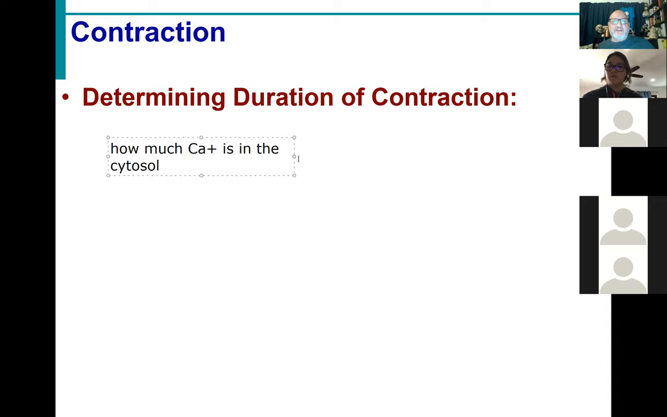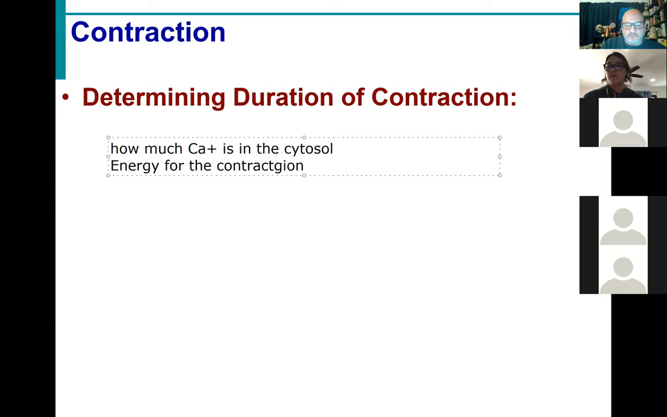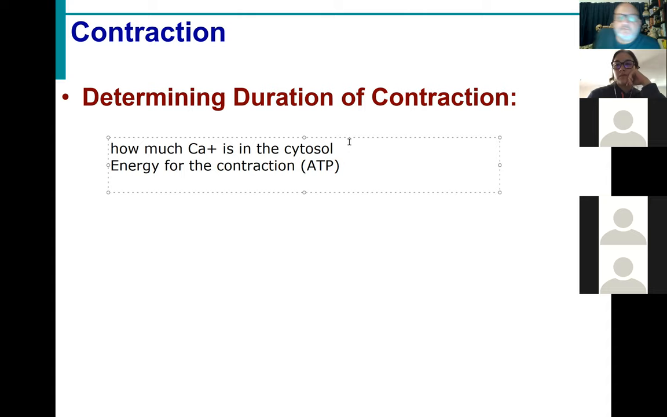What's another factor that influences how long we can contract? If there's any free ATP. Okay, excellent. We need to have that energy primarily from ATP. That is going to be vitally important. Anything else? I'm asking the question and drinking my coffee. There must be something else.